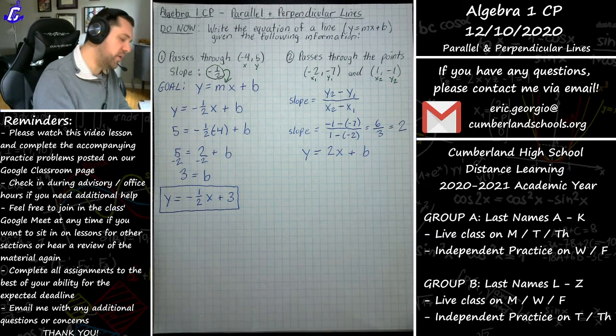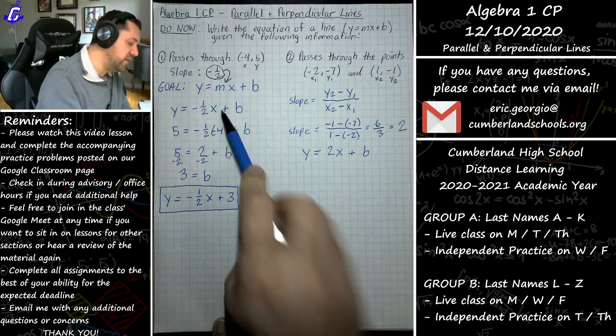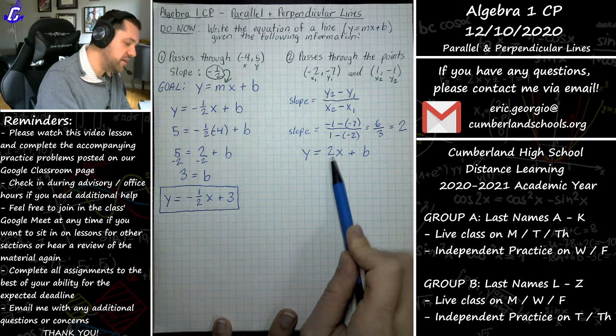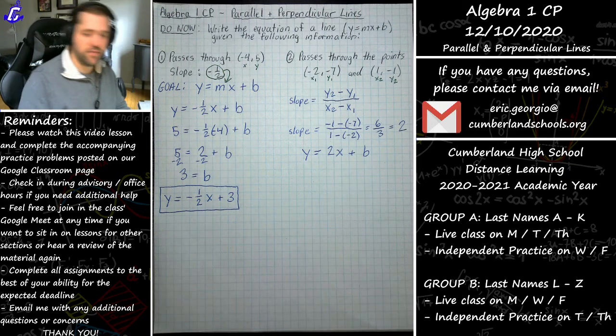I still don't know what my b is, but notice we're pretty much now in the exact same situation that we were in before, where I have my slope inserted into my equation. I have a b value that I don't know, but I do have points that are given to me that I can use.